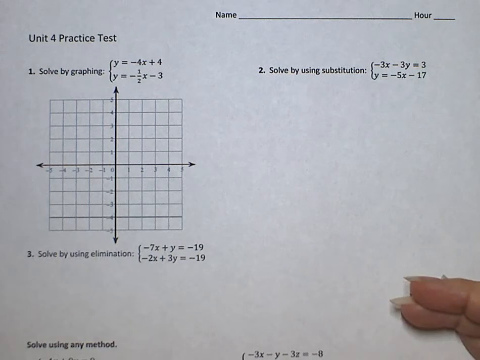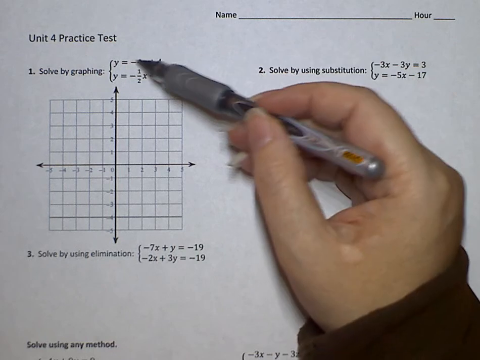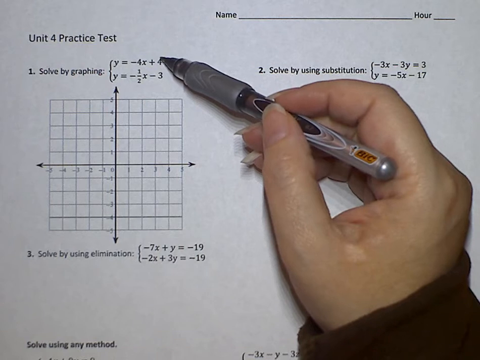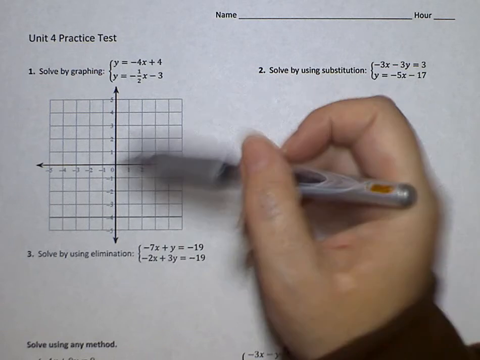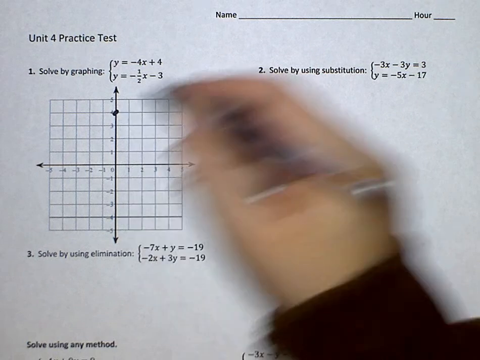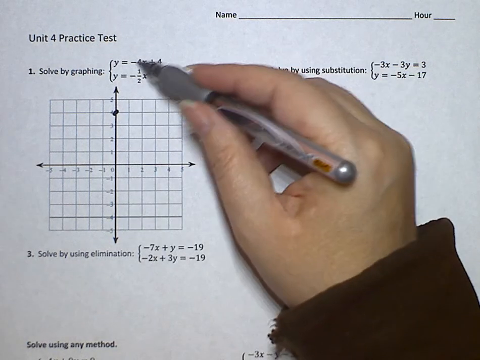Alright, the first one, it says solve by graphing. So we have y equals negative 4x plus 4. So you remember 4 is our y-intercept, so I'm going to go up to 4 and make a dot. My slope is negative 4 over 1.